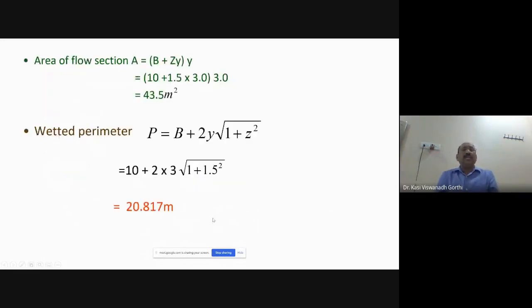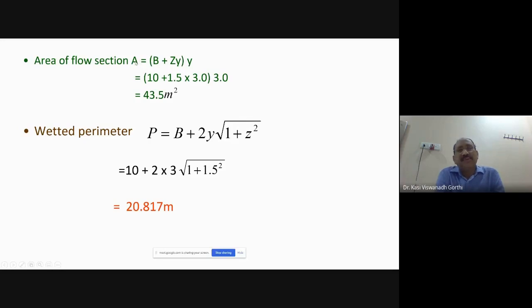So area of the flow section, wetted area, capital A, is equal to B plus Z Y into Y. For the trapezoidal channel section, B, the bed width, is 10 meters plus Z, the side slope, 1.5, into the depth of flow, 3. You are getting 43.5 square meters as the wetted area. Wetted perimeter P will be equal to B plus 2Y square root of 1 plus Z square. B is 10 meters plus 2 into 3 into square root of 1 plus 1.5 square, which is 20.817 meters. Wetted perimeter has been computed. Wetted area has been computed.